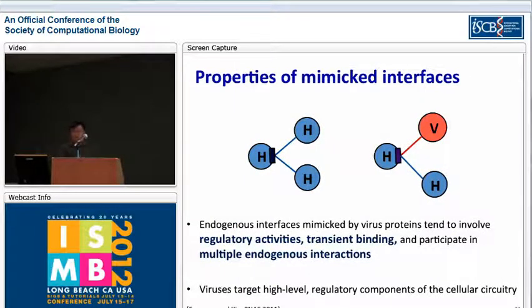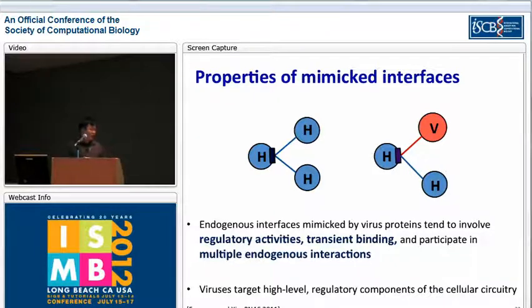So it seems that there is a big difference between the mimic interfaces and other non-mimicked human endogenous interfaces. The mimic interfaces tend to be involved in regulatory activities, tend to be transient binding, and tend to participate in multiple endogenous interactions. So what this tells us is that, again, if you think about viruses being obligate intracellular parasites, there's a tremendous selective pressure. And plus, they don't have a lot of resources. Unlike the human genome, which is big and has a lot of protein repertoires it can play with, viruses are extremely small. They have extremely limited resources. They have tremendous pressure to innovate, to be able to target human cells as efficiently and effectively as possible.